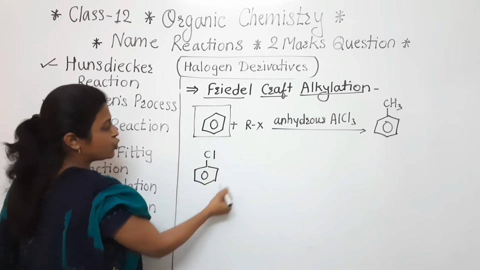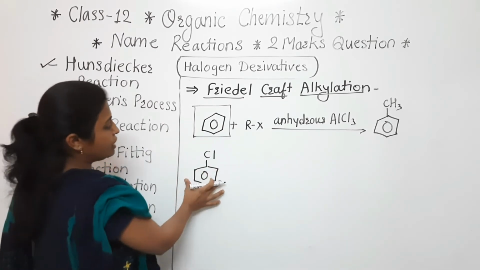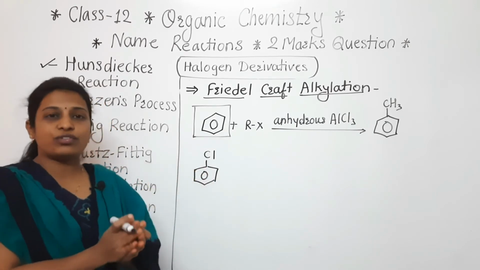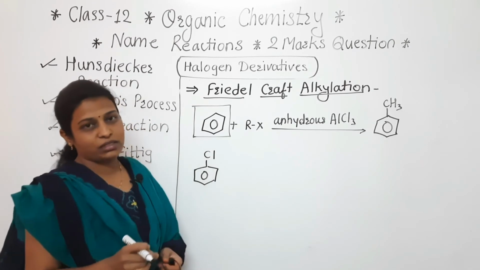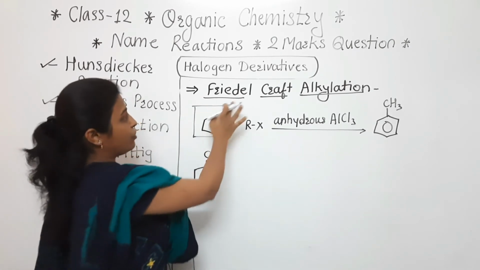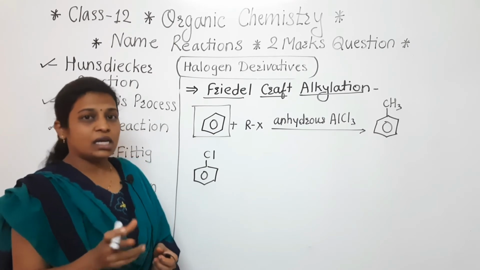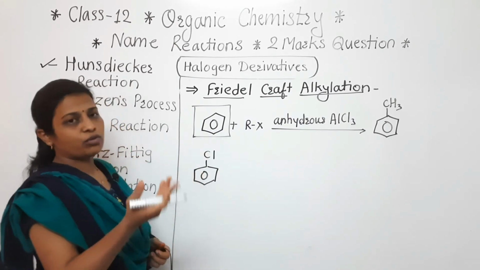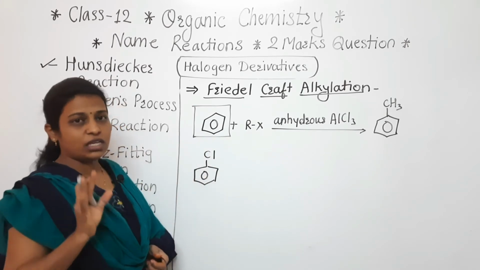If substituted benzene is there, then what will be the product? So for that one we will take this reaction. Sometimes, for the phenol as well as chlorobenzene, we can show that Friedel-Crafts alkylation. Same statement will be there, but if we are taking the phenol, then we have to use the word phenol. If we are taking chlorobenzene, we have to use chlorobenzene.